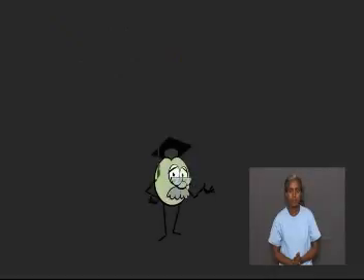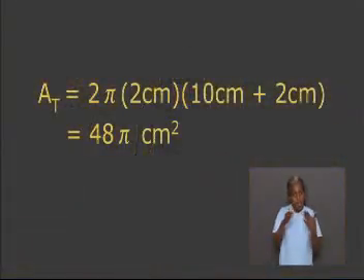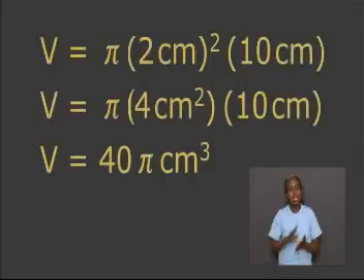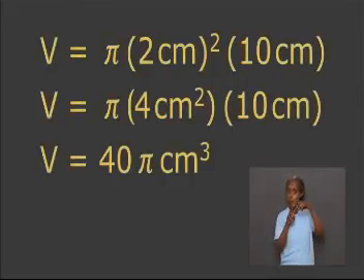Time's up! Let's get back to our lesson. Welcome back, everyone. Please compare your answers to these. The total surface area of the cylinder is 48 pi centimeters squared. The volume is 40 pi centimeters cubed. Great job! If you had any trouble with these questions, please ask teacher to look over your work after the lesson.